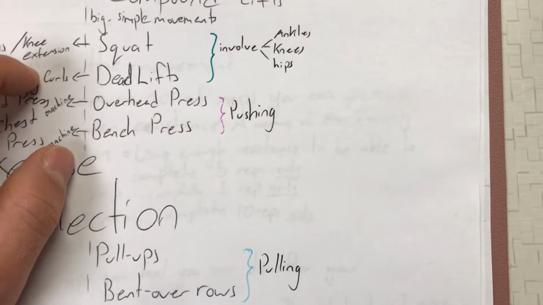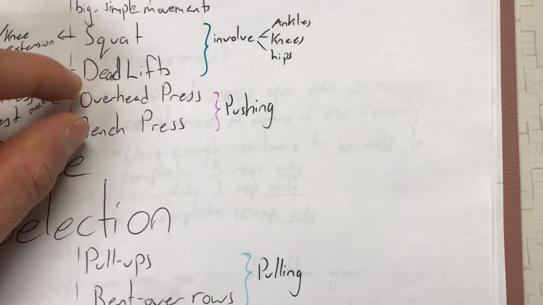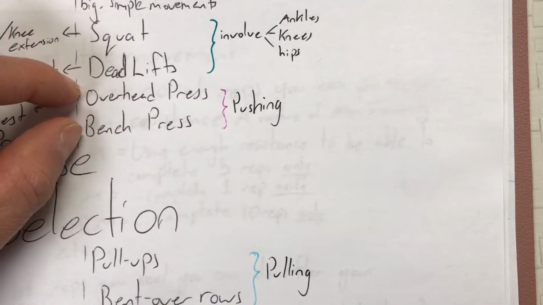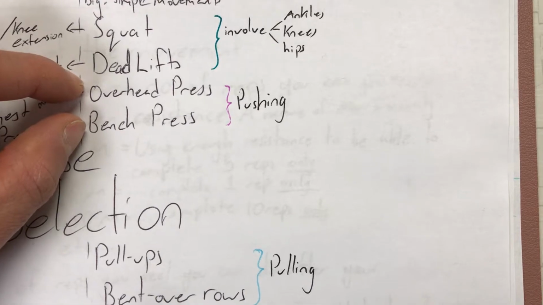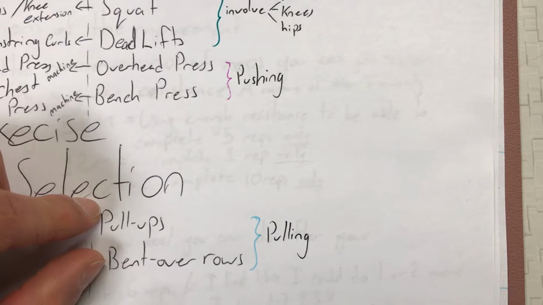All right, so you can either pick one or both of these. These are both pushing exercises, so they involve the arms and they're pushing either up or in front of you. These are pulling exercises where you pull from above or from in front of you.